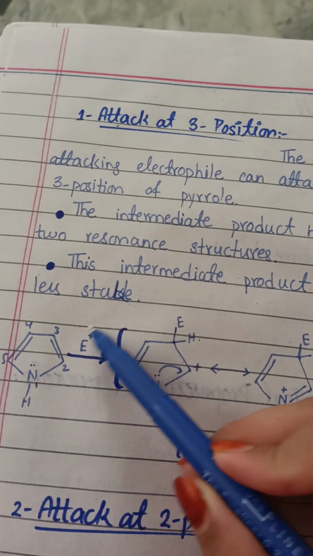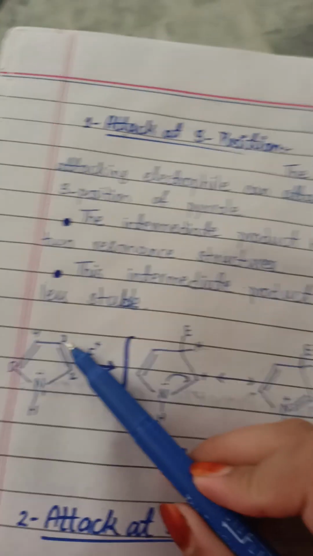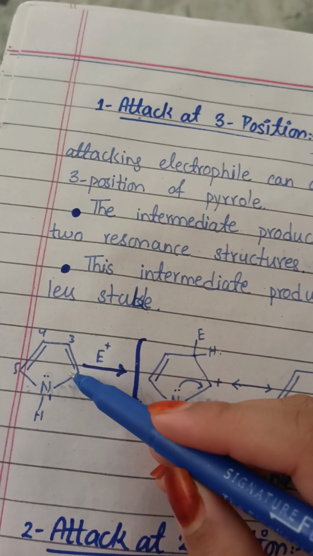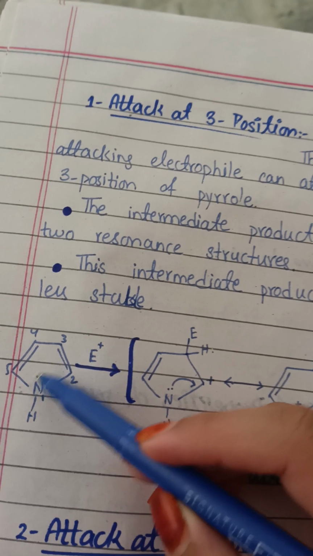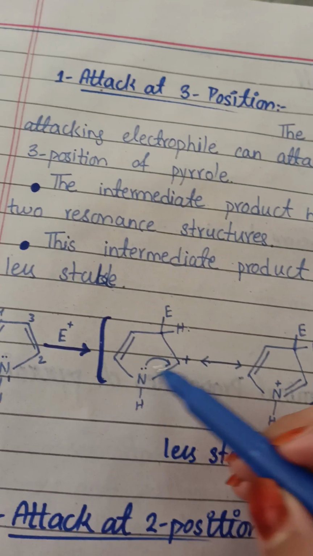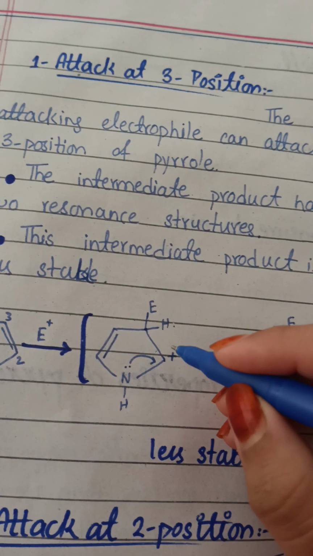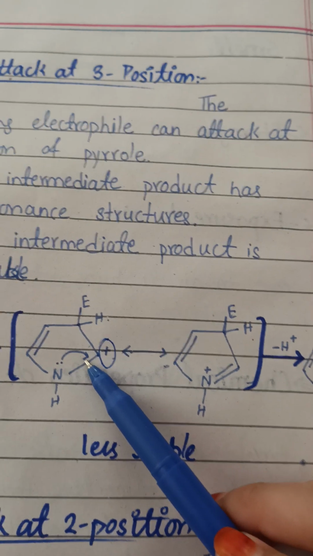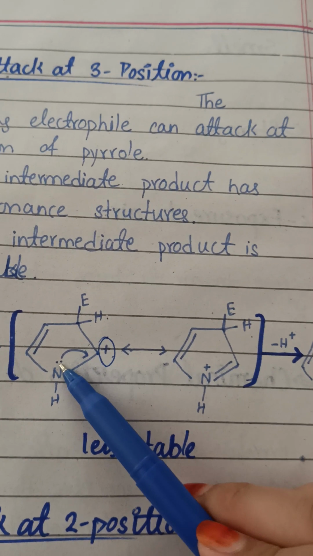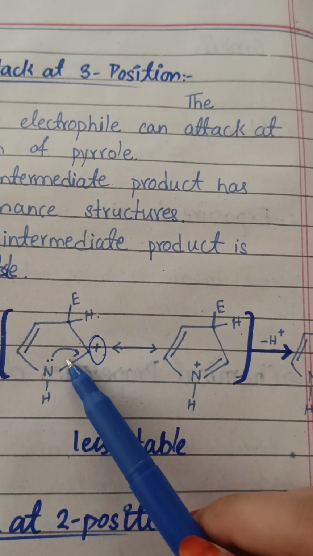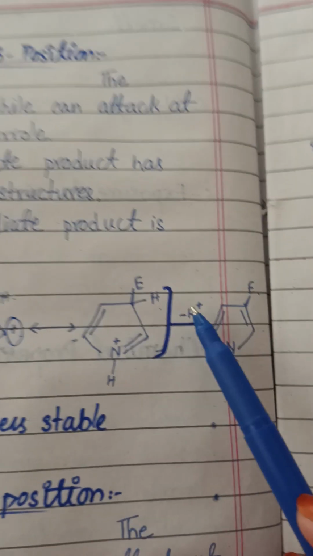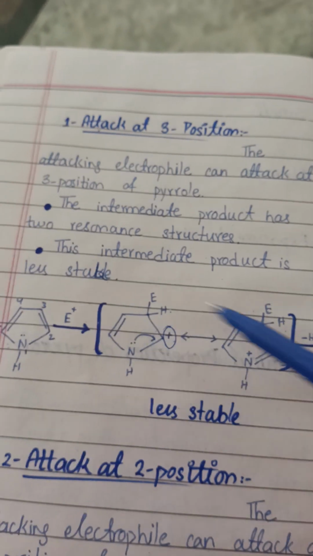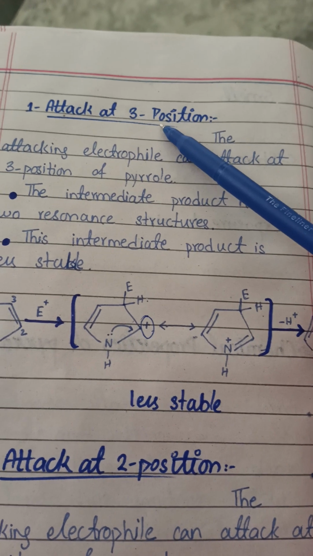For example, this is the electrophilic group. It attacks at the third position. So at the third position, E and H are formed, and this bond breaks. This bond remains the same. Then this nitrogen lone pair shifts there, as you see, and there is a positive charge on this side because the bond goes away. As the nitrogen donates its lone pair, the positive charge comes on the nitrogen atom, and this lone pair forms a bond there, as you can see. And this hydrogen atom is removed, and only the electrophile group is attached there. So in this way two intermediate products form when attack occurs at the three position.